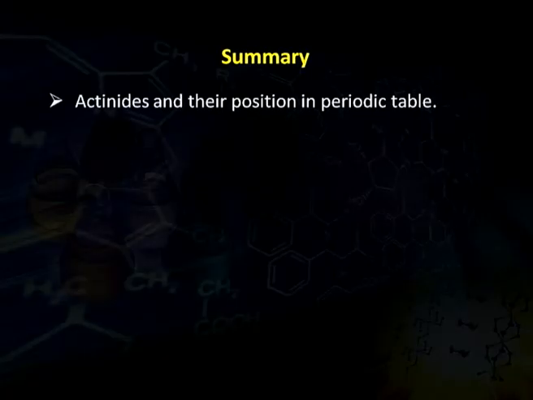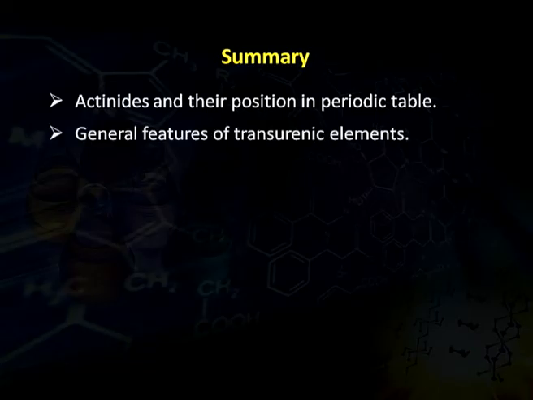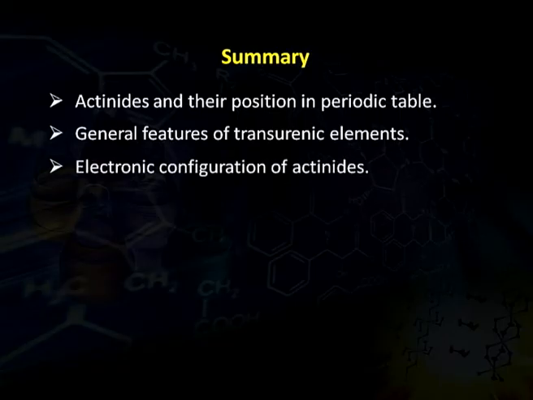Let us summarize the points. Actinides and their position in the periodic table were discussed in detail, and how they form the second transition series, the inner transition series. Further, the general features of transuranic elements, how they were discovered, and the electronic configuration of actinides, how the electrons are accommodated in the f orbital, were discussed in detail. The electrons are accommodated after thorium or after promethium, that was discussed.